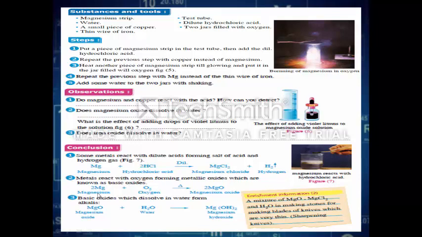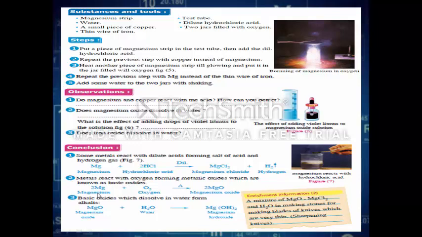Activity number 2. Substances and used tools: magnesium strip, thin wire of iron, a jar filled with oxygen, water. Steps: ignite one end of a magnesium strip until it burns, then put it inside a jar filled with oxygen gas. Observation: magnesium strip burns with a bright light and a substance, magnesium oxide, is formed.